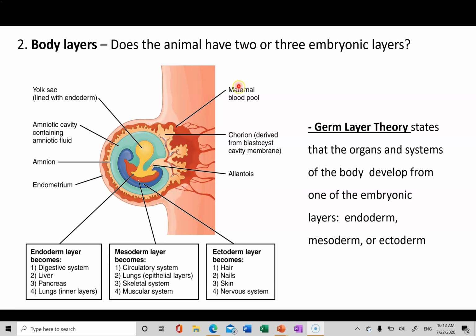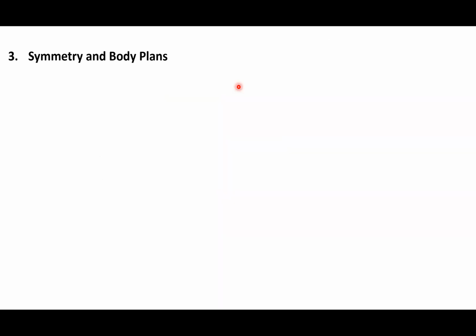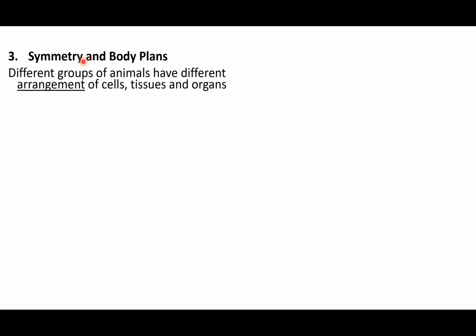So moving along, we're going to go to the third criterion. The third criterion is the type of body plans, or the symmetry. Different groups of animals have different arrangement of cells, tissues, and organs. The arrangement of those cells, tissues, and organs is known as symmetry. And there are two basic types of symmetry. Radial symmetry is a symmetry around a central axis.